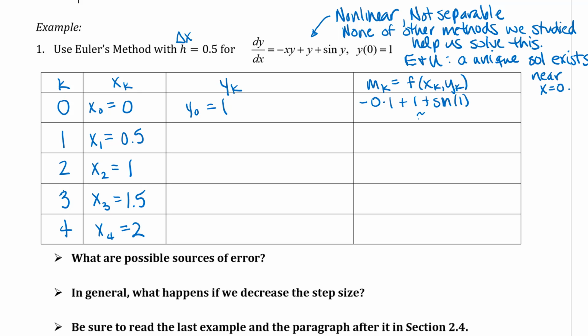So we end up getting about 1.84147. All right, and then the idea is that I'm just going to use that prior x and y coordinate to get my new y coordinate. So I'm going to write down what the actual calculation is going to be here.